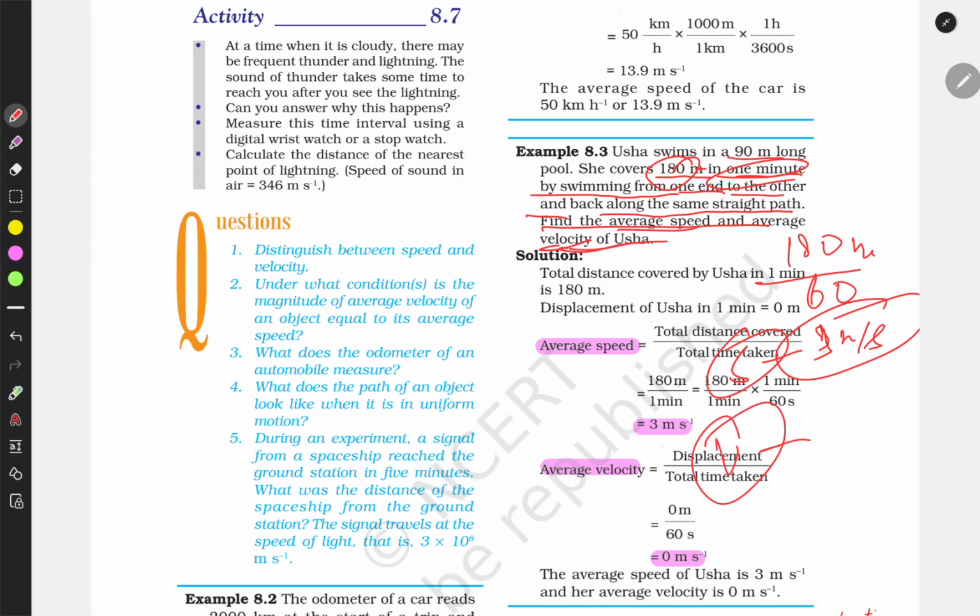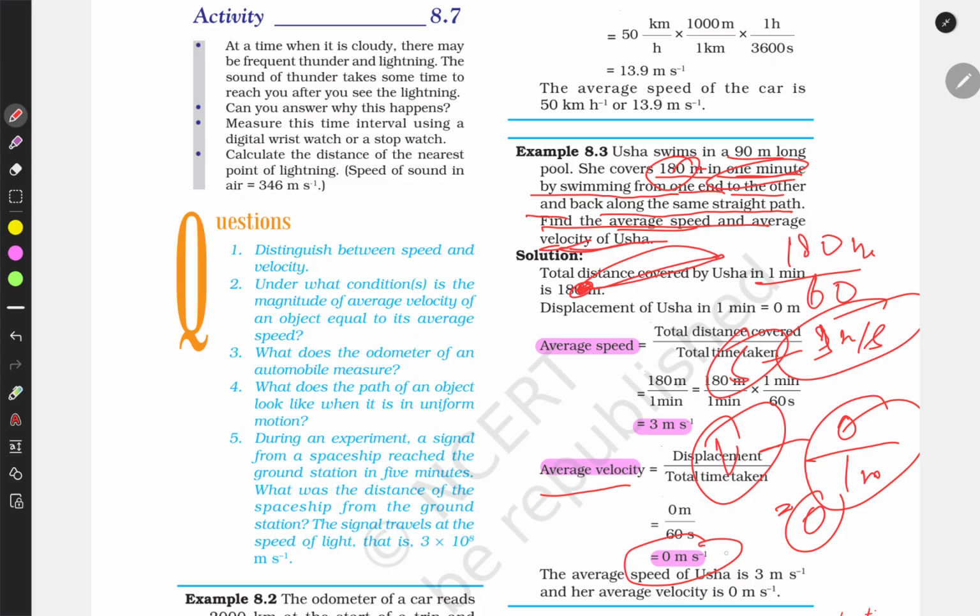Now the velocity will need the displacement. Since she goes there and then comes back, her position does not change. So the displacement will be 0, and the time taken is 1 minute, so the velocity will be 0. Since velocity has a component of direction, and the position does not change, displacement will be 0 and velocity will be 0, whereas the average speed will be 3 meters per second.